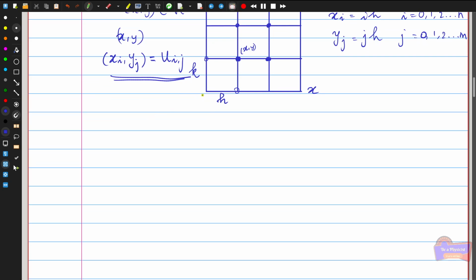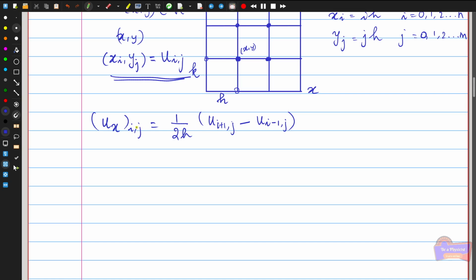Suppose you are using the central difference approximation to solve the first order derivative, then ux of i comma j is 1 divided by 2 times h, times u of i plus 1 comma j minus u of i minus 1 comma j. When you apply the finite difference method to ordinary differential equations, you don't have two different incremental points. You only have one variable varying with respect to i, so you get i plus 1 and i minus 1.